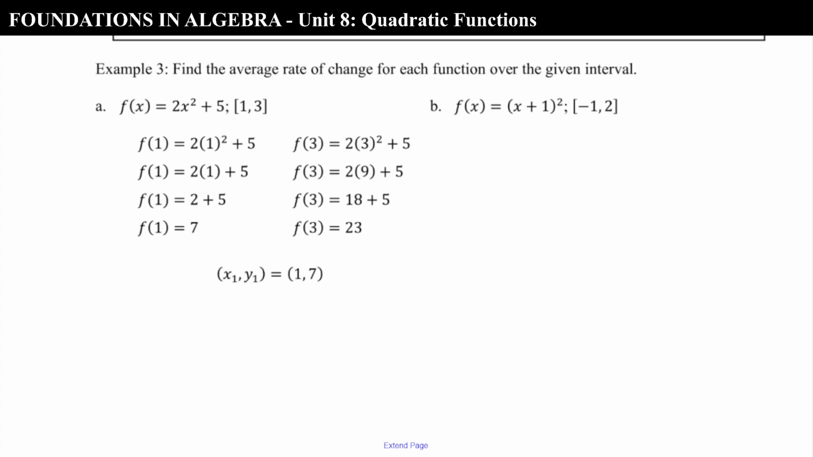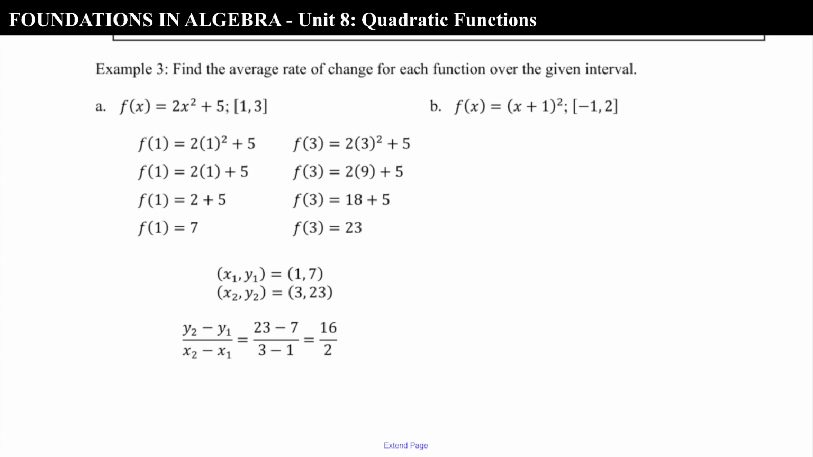So now we have our x1, y1, which is 1, 7, and our x2, y2, which is 3, 23. Finally, we're going to take our average rate of change formula, y2 minus y1 over x2 minus x1, and you're going to plug in each of these values. Then you're going to do the math on the top.